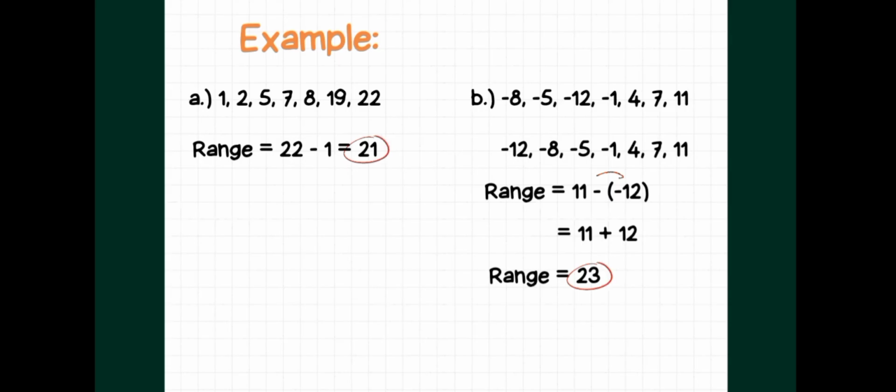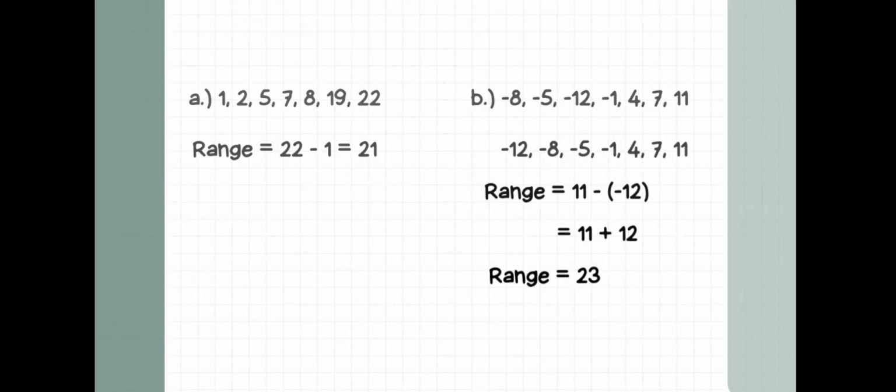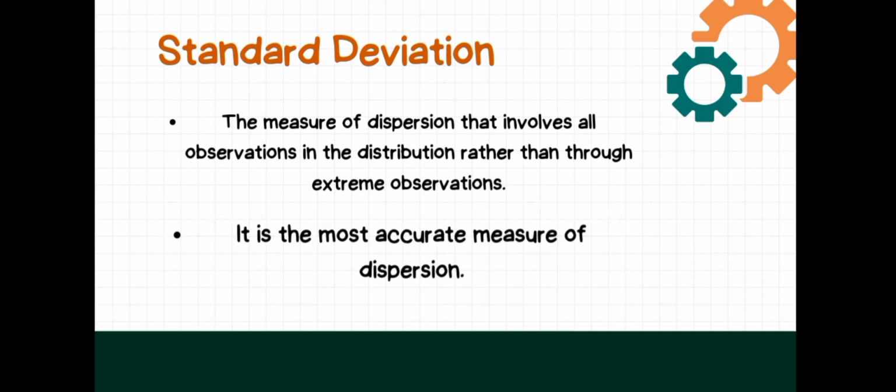Dumako naman tayo sa standard deviation. Standard deviation, the measures of dispersion that involves all observations in the distribution rather than through extreme observation. And it is the most accurate measure of dispersion. Ang standard deviation ay measure of dispersion na naglalayong malaman ang amount of variation sa pagitan ng mga values. And ang una nating ginagawa sa standard deviation is kunin ang mean.